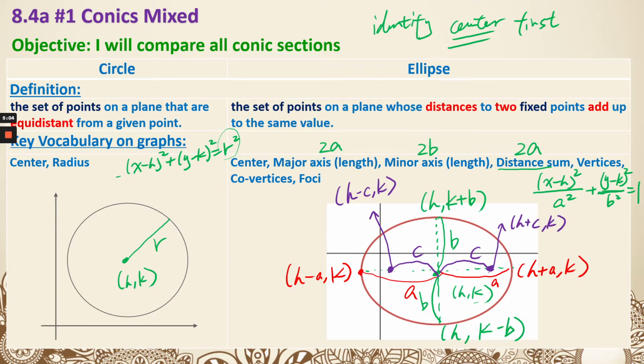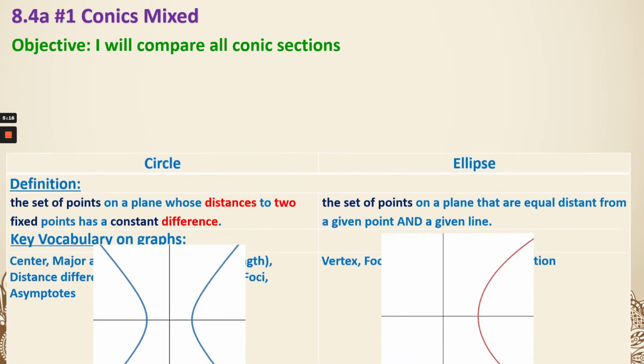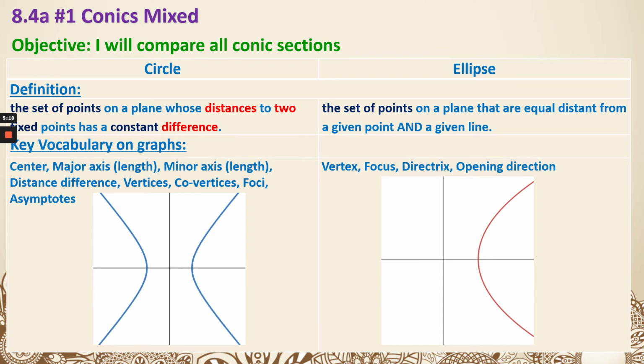As for how to find c, you can clearly see that c is shorter than a in an ellipse. So in this case, c squared is a squared minus b squared. That's an ellipse. Moving on to hyperbola. Hyperbola actually has the most stuff for us to identify. So let's have a look.